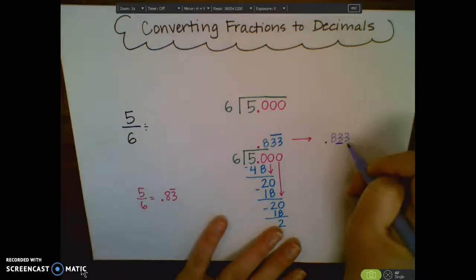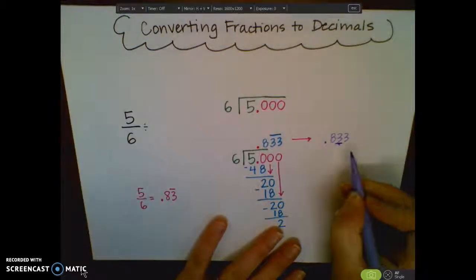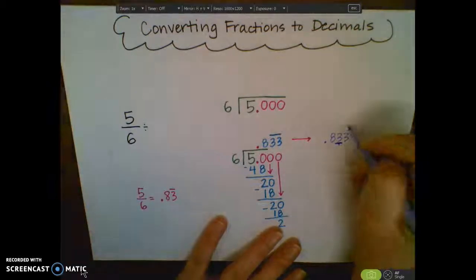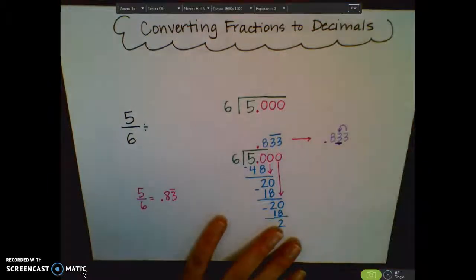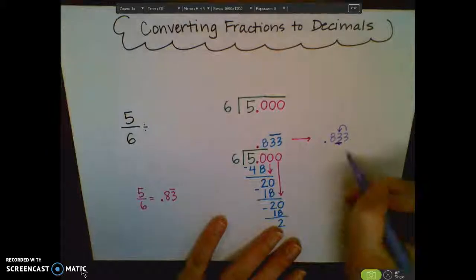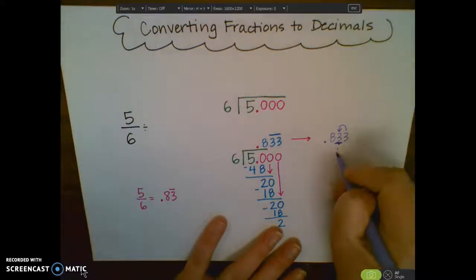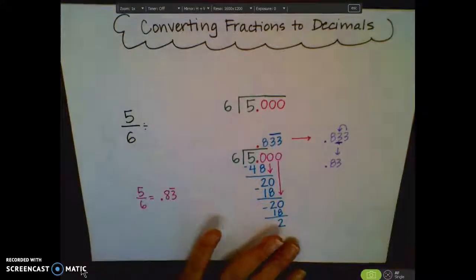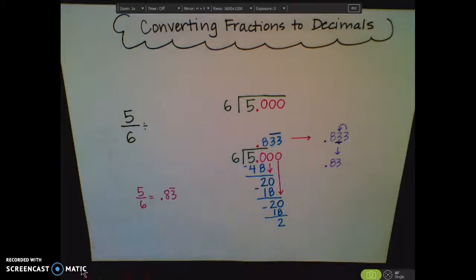Remember that if your number is 0 through 4, you're going to keep this digit the same. However, if it is 5 and above, then it gets rounded up. Okay, so the 3 tells this 3 what to do. So since it's 0 through 3, this 3 is going to stay the same. So my rounded answer is going to be 0.83. Okay? And that's my answer here.